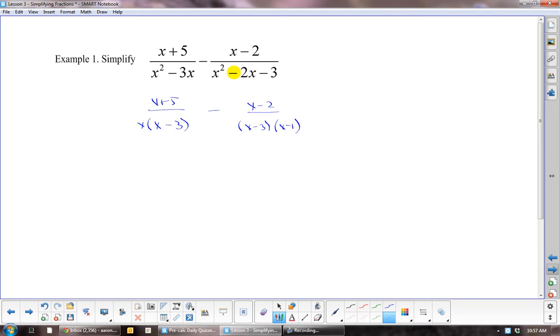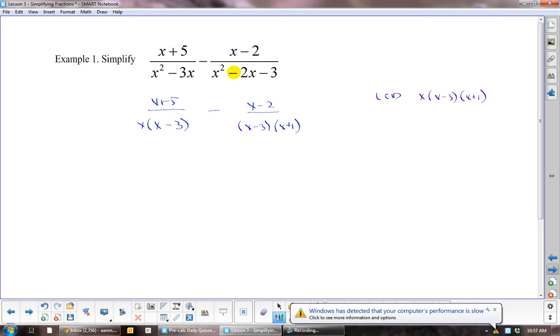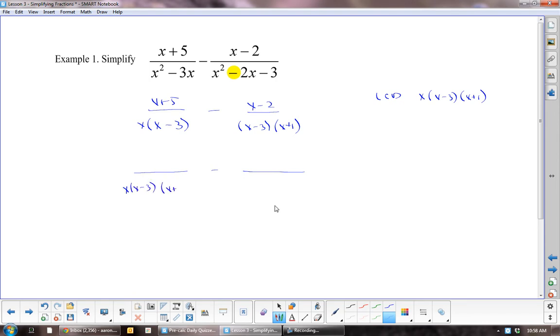So now we have the factors, just like I did with the 2 times the 3. Our LCD is going to be x times x minus 3 times x plus 1. That is common between both denominators. You must make sure both of these are in my common denominator. Yes. Both of these? Yes. So just like we did with the 2 and the 3, I write x times x minus 3 times x plus 1 under each fraction. I just have to keep it straight.